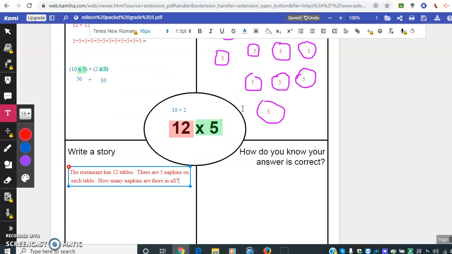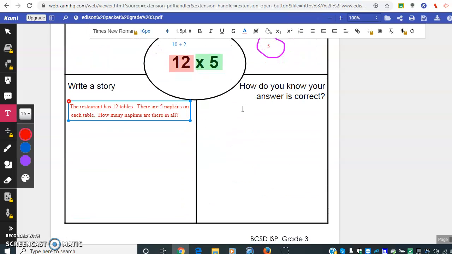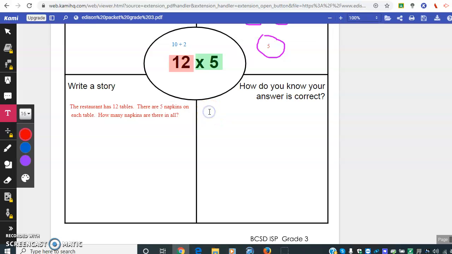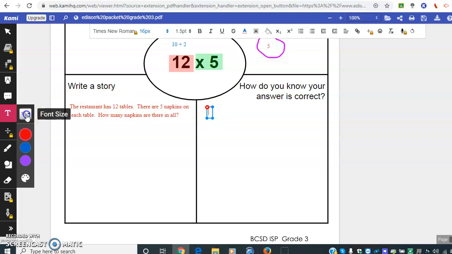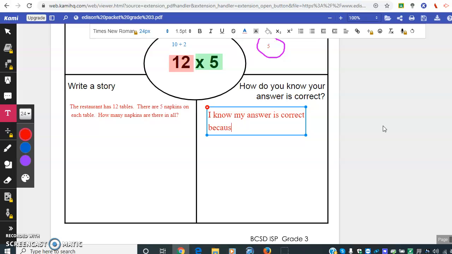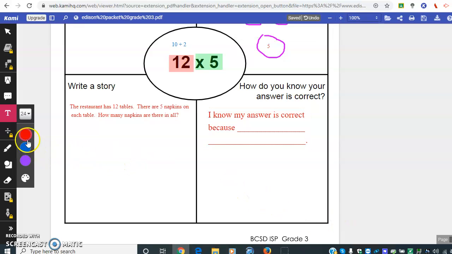Now, how do you know your answer is correct? Well, things that I want you to consider. First of all, I'm going to start you with a sentence frame. I know my answer is correct because. And you're going to finish this answer on your own. But here are some helpful hints. Things to consider putting in your answer.